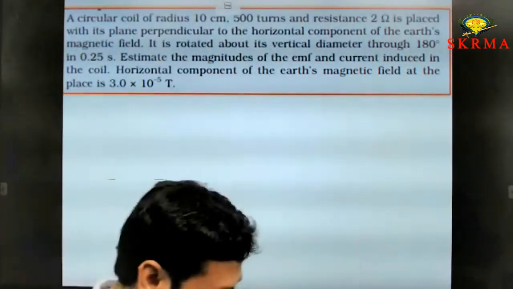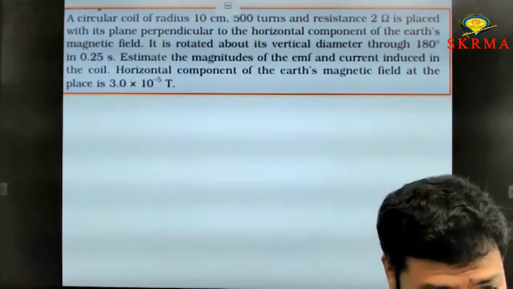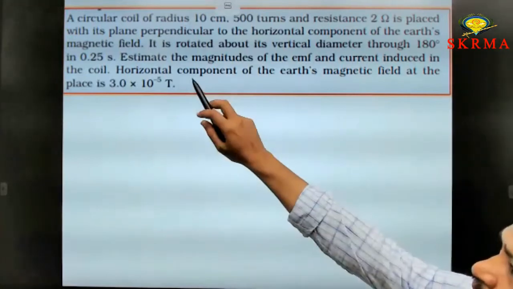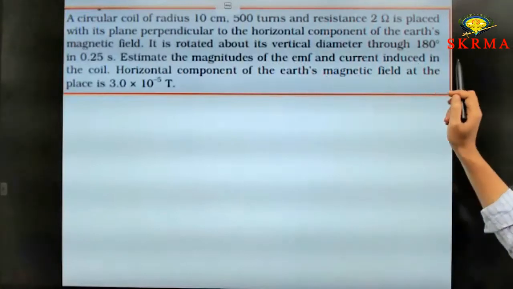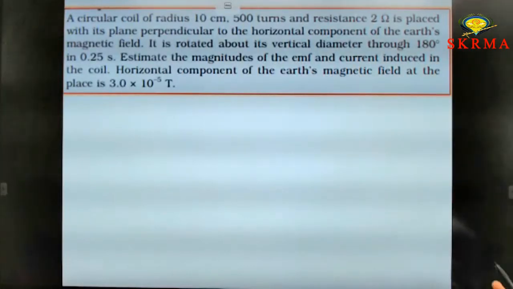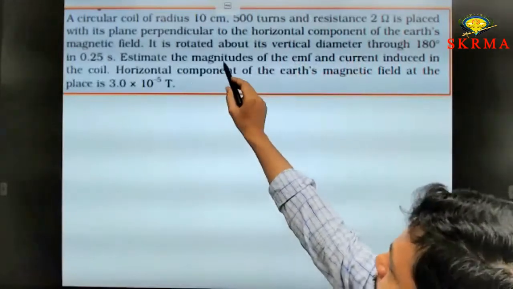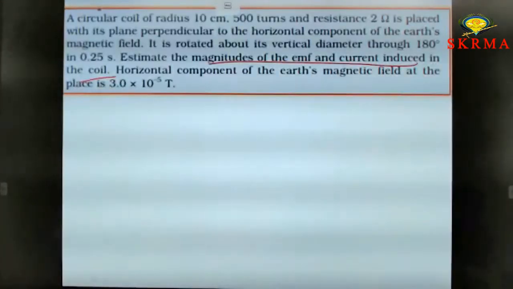Here is a problem based upon Faraday law as well as Lenz law. These two are interlinked concepts. Why? Because whenever you mention Faraday law, obviously you can mention the direction, the negative sign. That's why both are interlinked concepts. Here a circular coil of radius 10 centimeters, 500 turns, and resistance 2 ohms is placed perpendicular to the horizontal component of Earth's magnetic field. Then what do we have to calculate here? Estimate the magnitude of EMF and current in the coil. This is a basic NCERT problem.